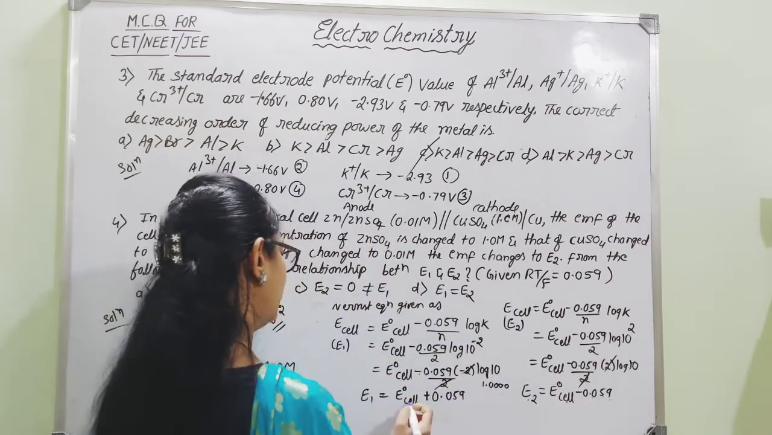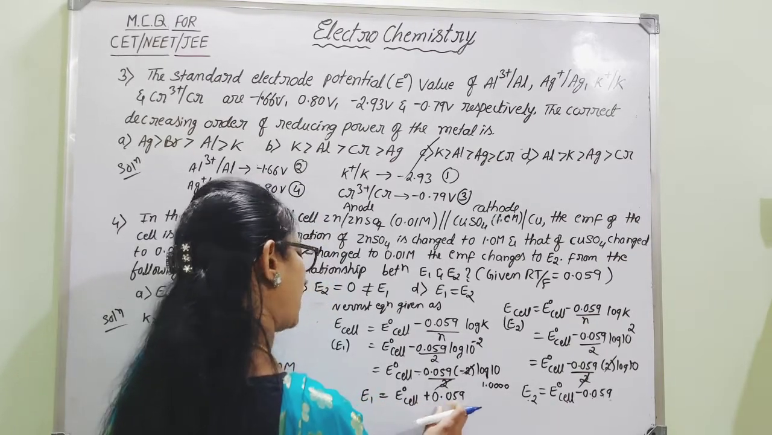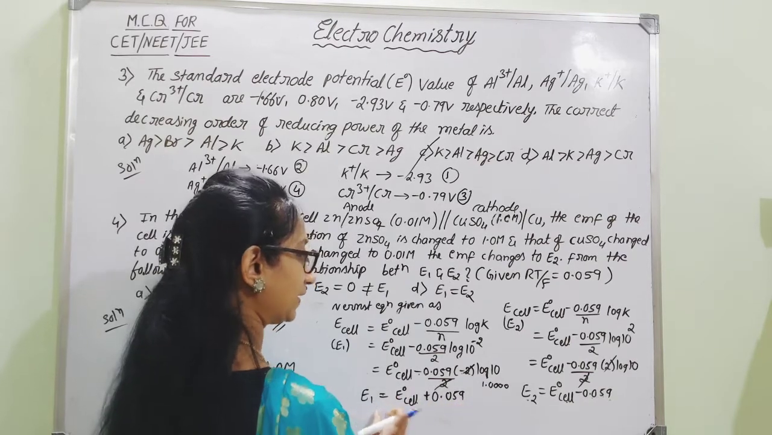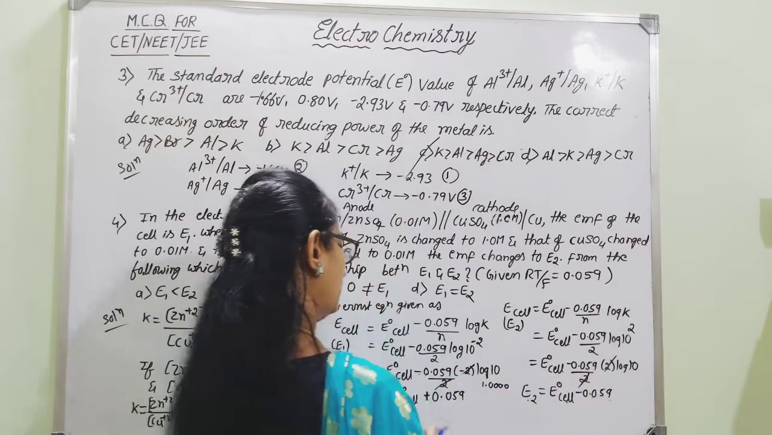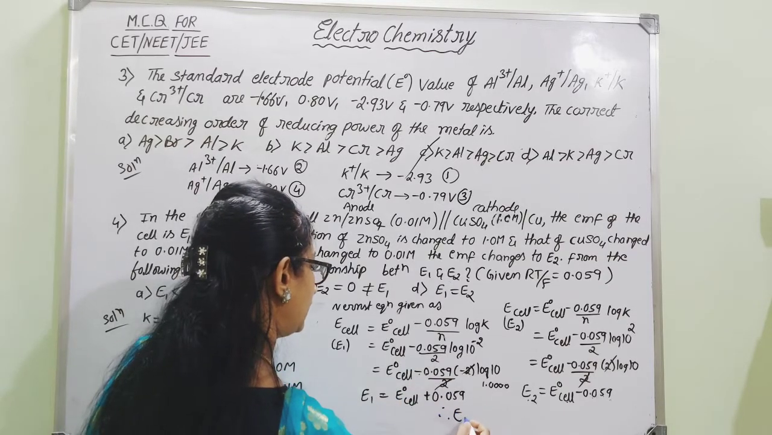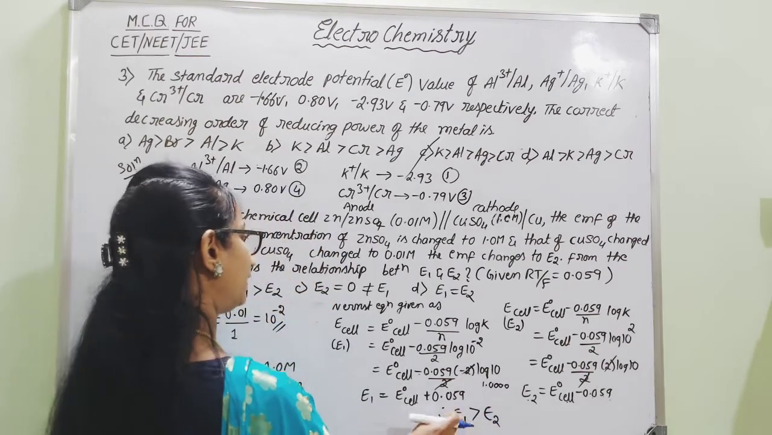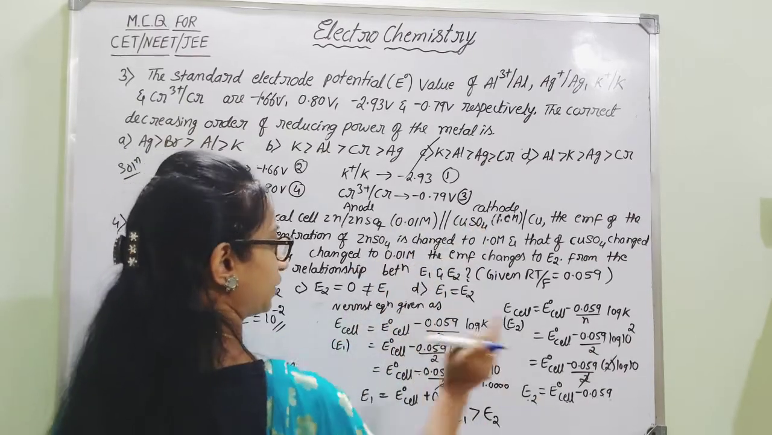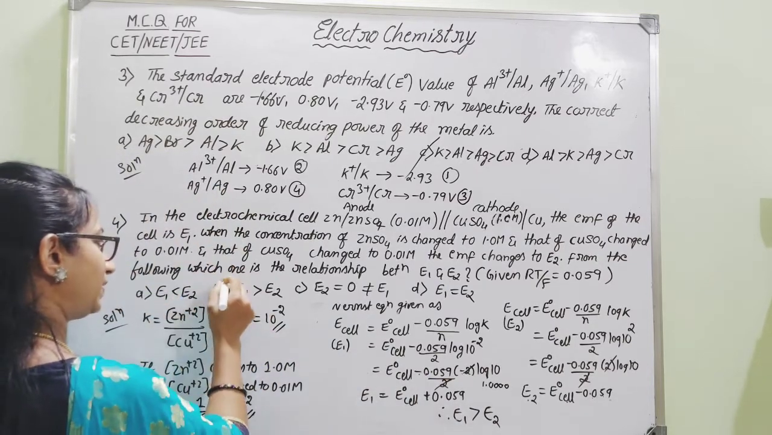Now compare. The E naught cell value is the same for both. But if you add 0.059 to it, you get the E1 value, whereas if you subtract 0.059, you get the E2 value. So which is higher? Absolutely, we can easily guess E1. Therefore E1 will be greater than E2. The EMF of the cell will be higher with the initial concentration they mentioned compared to the later concentration. Therefore E1 is greater than E2. So which is the right option? Option B is the right answer.